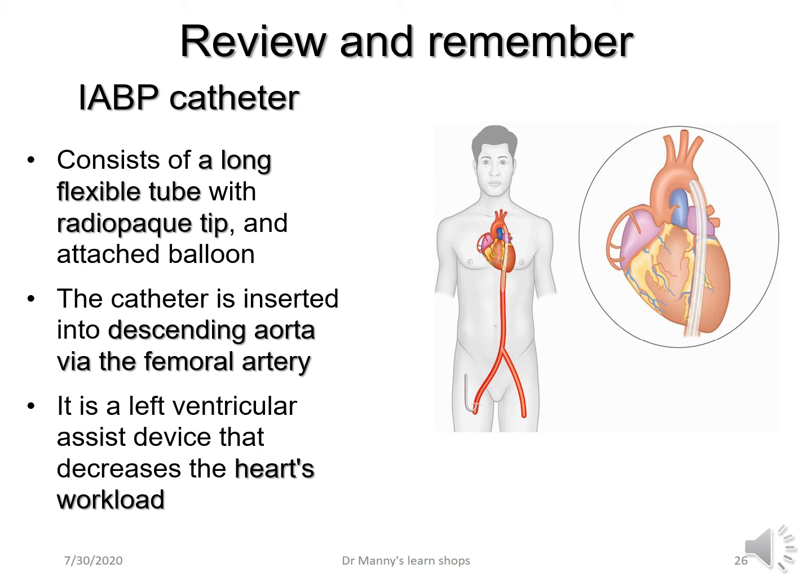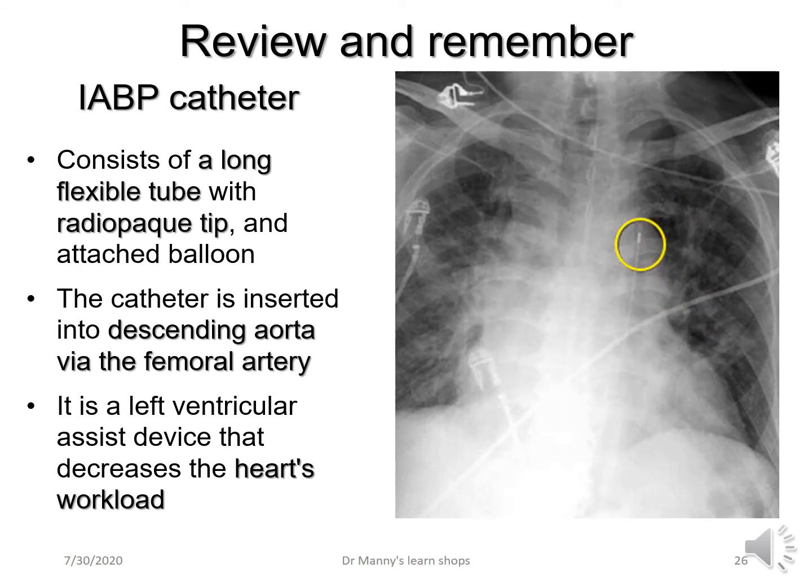The catheter is inserted into the descending aorta by the femoral artery, or it can be inserted into the carotid artery or subclavian artery into the aorta. But typically the most common is the descending aorta via the femoral artery. And this is a left ventricular assist device that essentially decreases the workload of the heart. On the X-ray here, you can see the radio-opaque tip. You can see the radio-opaque catheter that extends all the way down the descending aorta.